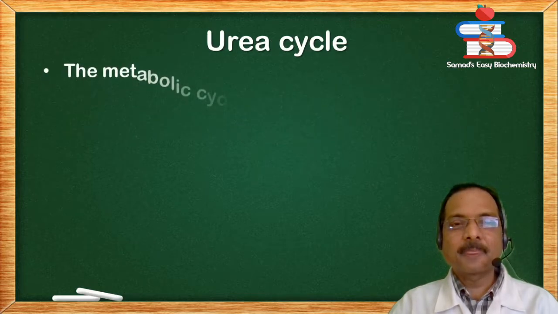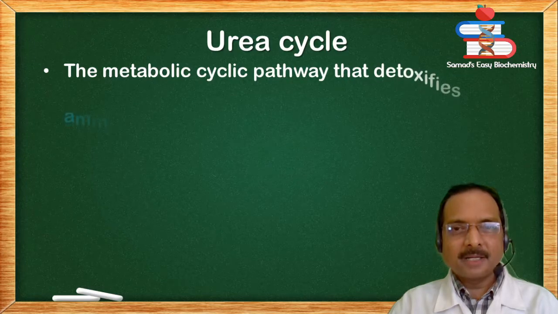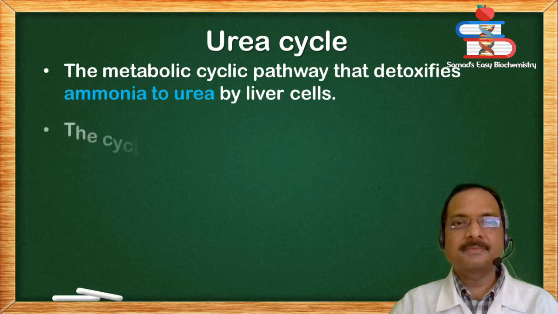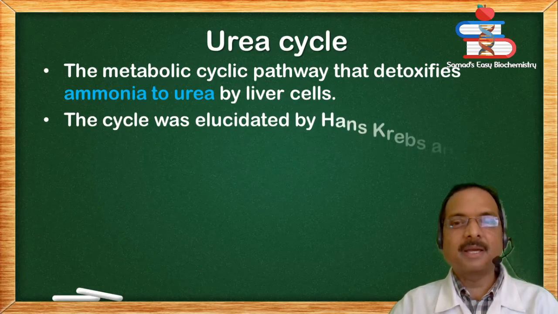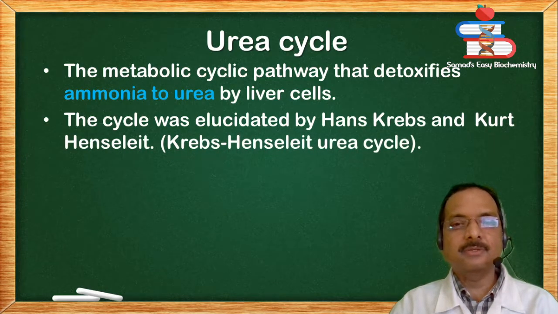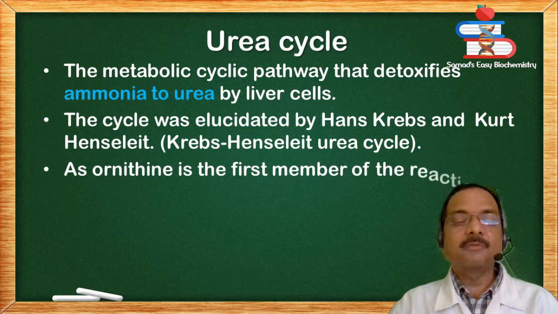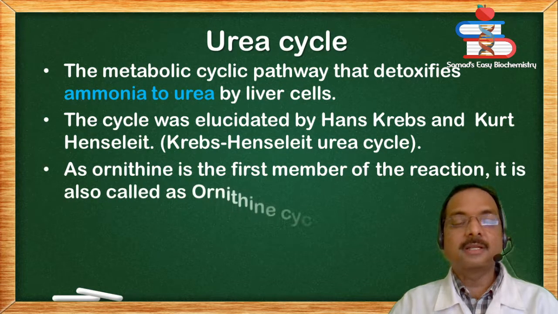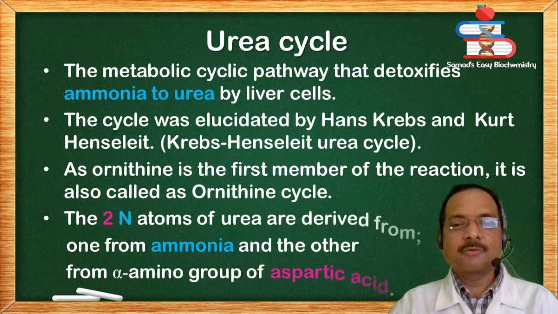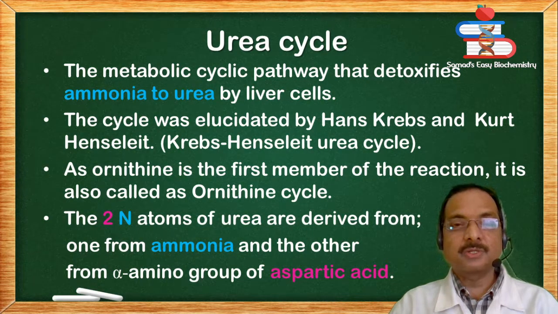Urea cycle. The metabolic cyclic pathway that detoxifies ammonia to urea by liver cells. The cycle was elucidated by Hans Krebs and Kurt Henseleit. Hence, the cycle is also called the Krebs-Henseleit urea cycle. As ornithine is the first member of the reaction, it is also called the ornithine cycle. The two nitrogen atoms of urea are derived from two different sources, one from the ammonia and the other from the alpha amino group of aspartic acid.